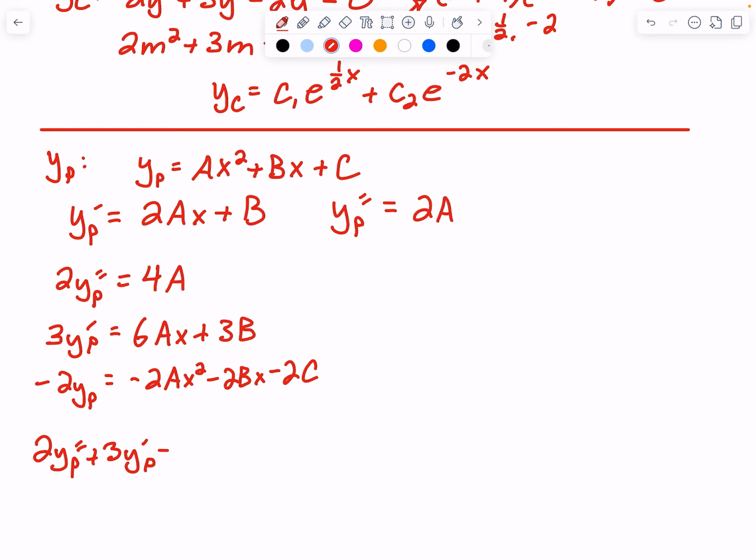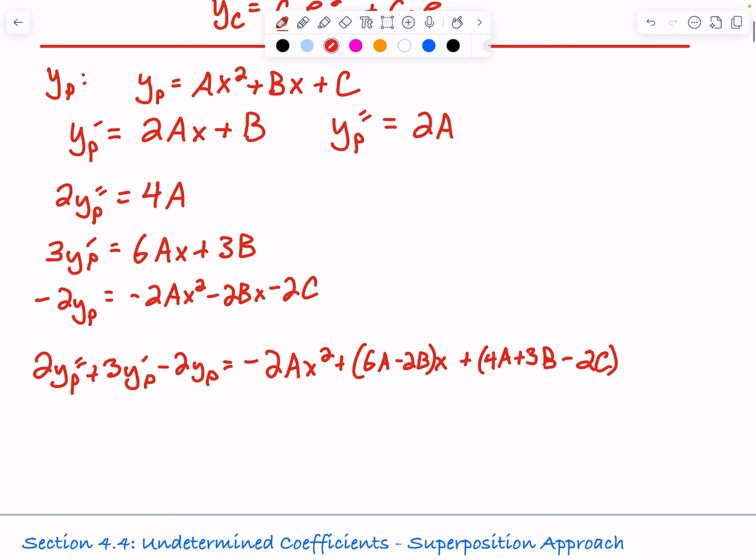So writing my expression, putting those together, I have a 2ax squared. Then I'm going to add my x's together, so that's 6a minus 2b times x. And then all my constants together are going to be 4a plus 3b minus 2c. That's just a constant. So I know that's what I get when I plug in.